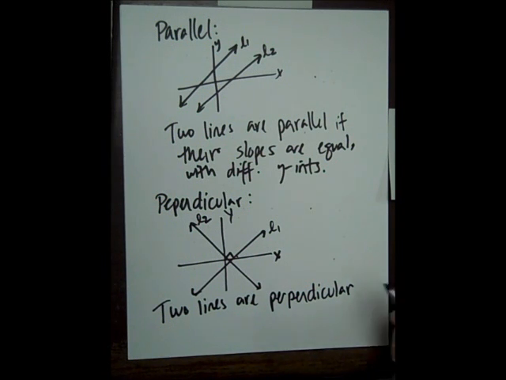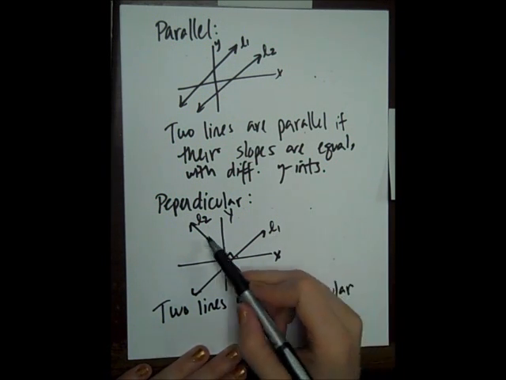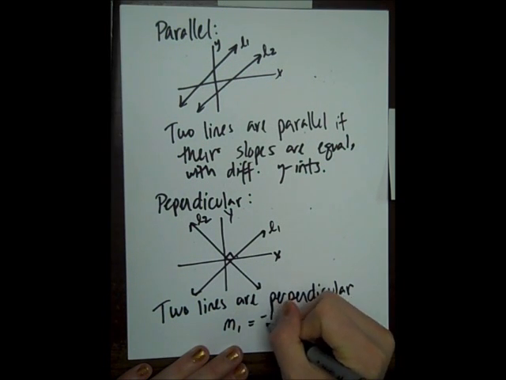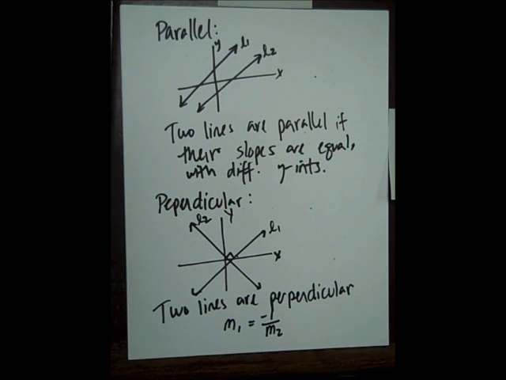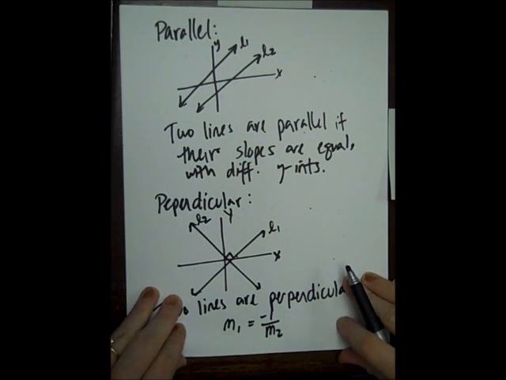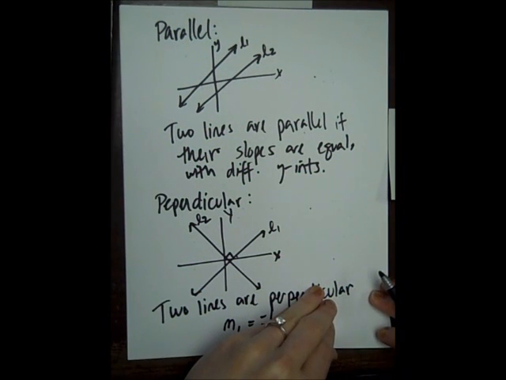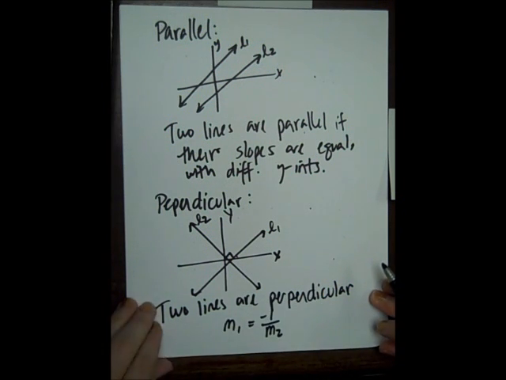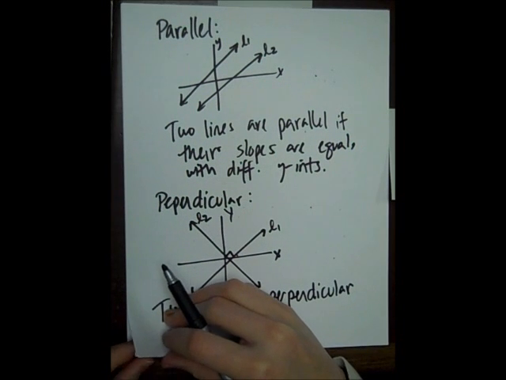Now in terms of m's, let's say M1 is the slope of L1, M2 is the slope of L2, that means that M1 is negative 1 over M2. So the reciprocal, if you remember, was 1 over a number, so I'm saying the negative reciprocal of that. So parallel, slopes are the same, different y-intercepts. Perpendicular, I have the negative reciprocal of the first line. So M1 is negative 1 over M2.